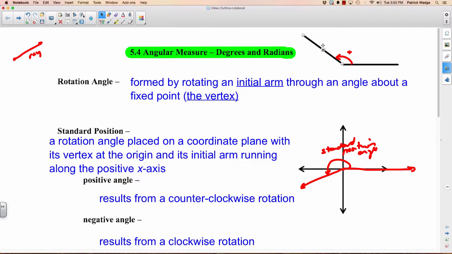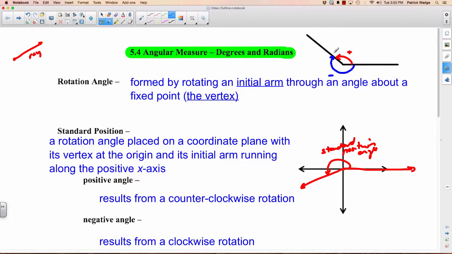The reason it's positive is because I rotated in a counterclockwise direction. However, if I again take this and go back, and let's say I rotate this way this time, I'm going clockwise. And let's say I end up in exactly the same spot, right? That's exactly where I'd put it last time. But because I moved in this direction, a clockwise direction, I'm interested in the negative angle here.